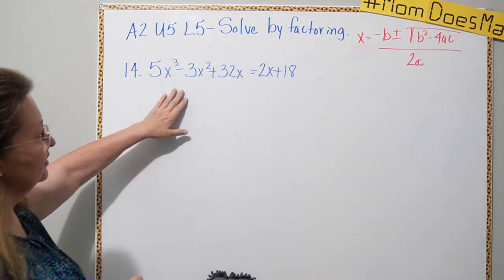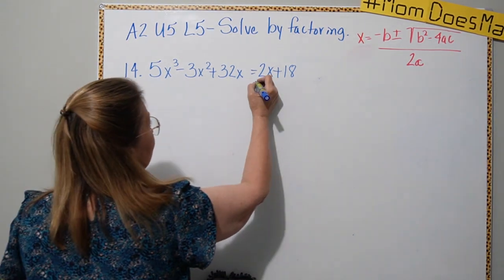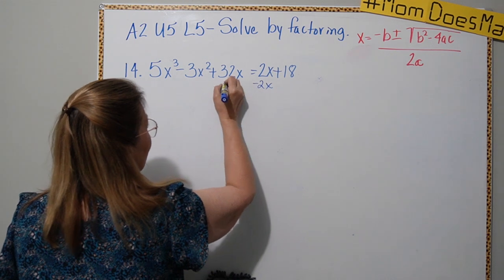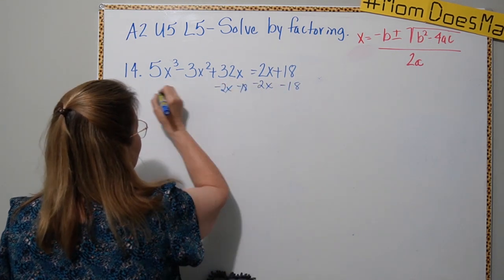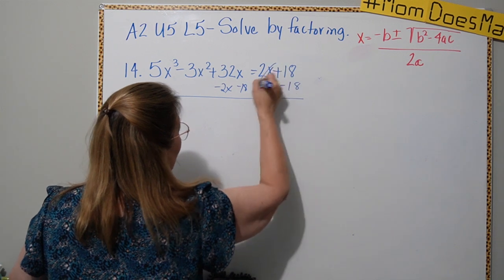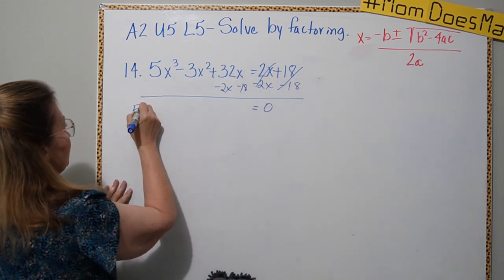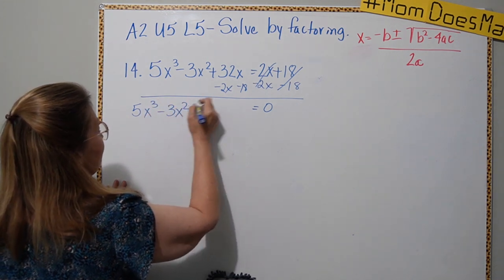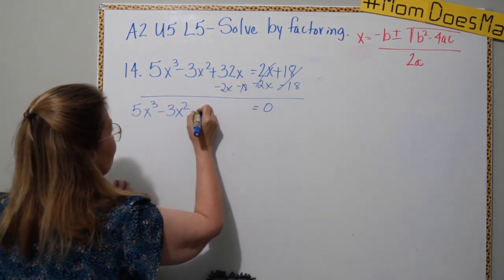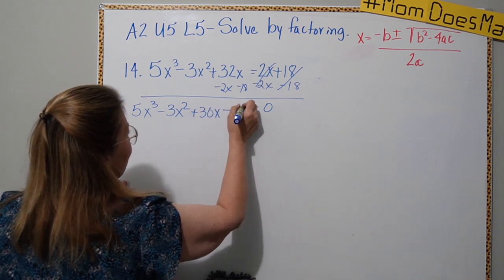Okay, for number 14, first thing we need to do is get it in standard form. So I am going to subtract 2x from each side, and I'm going to subtract 18 from each side. And over here, that's going to get me 0. So let's see what it gives me here. 5x to the third minus 3x to the second. 32x minus 2x is positive 30x. And then I've got the minus 18.